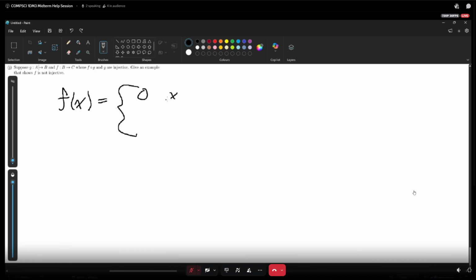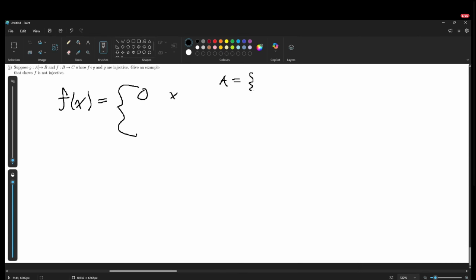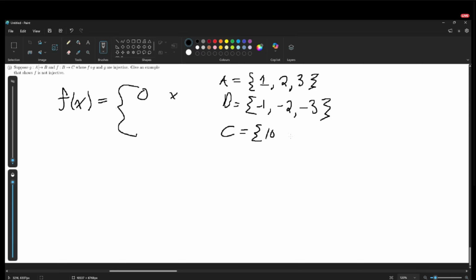Let's say A is a set which consists of 1, 2, and 3. It's always good to just use finite sets, because with infinite sets you might get bogged down by the details. And then let's say B is a set that consists of -1, -2, and -3. And then let's say C is 10, 11, and 12.